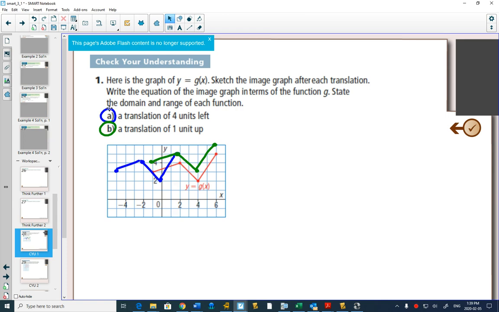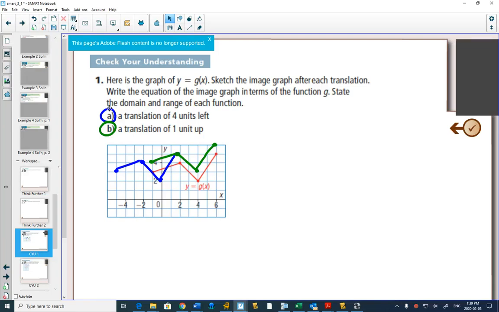And what I'm trying to do here is model something that you might do when you do a math question. Notice when I was reading the question, I said, here's the graph of g of x. And I hit the word sketch, and I got excited, and what did I do? I started sketching. I skipped all the way to A, and translation 4 units to the left, and I was like, yes, I can sketch that. I moved it 4 to the left, and I got it, and then I did B, and I moved it 1 up, and I felt good about myself, and I wanted to flip the page and go on to the next example.